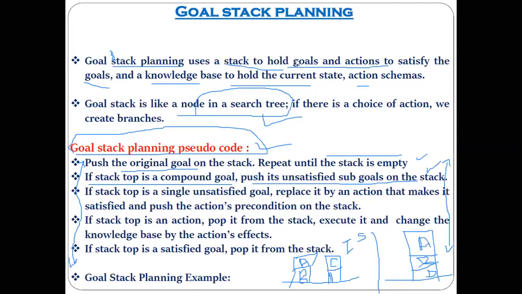So in what particular situation are we calling it a compound goal? Now this is the goal state. Okay, this second one, the goal state. Now we can see in this goal state, this part, there is A on B. This is already satisfied in the initial state only. Yes or no?